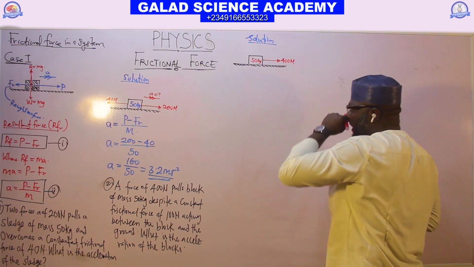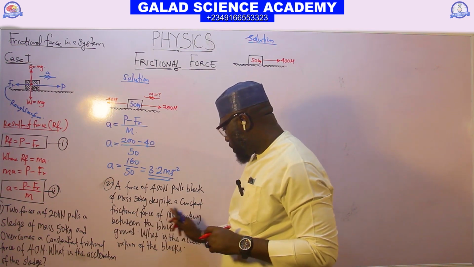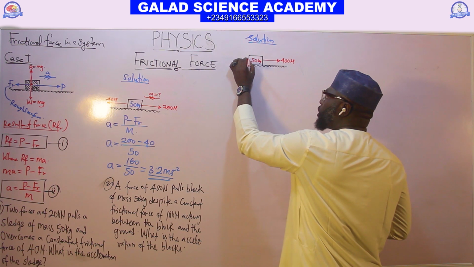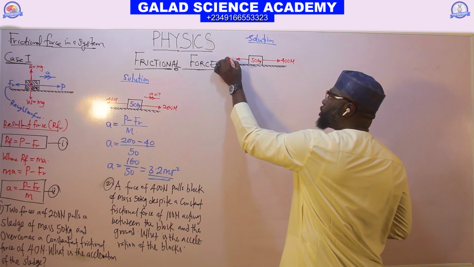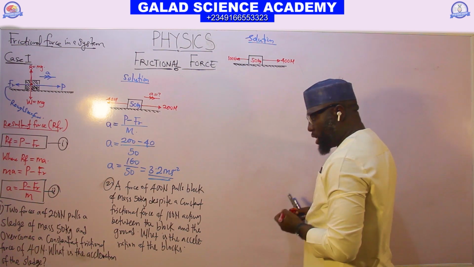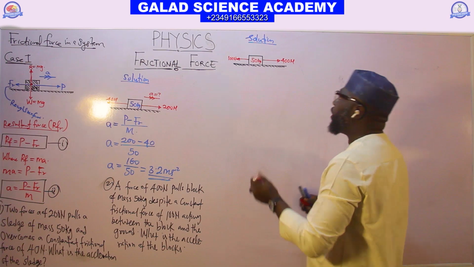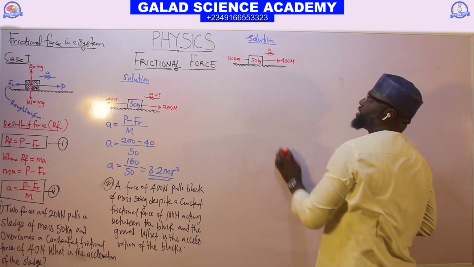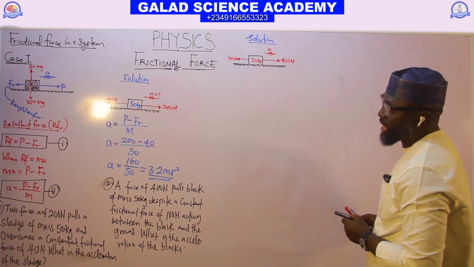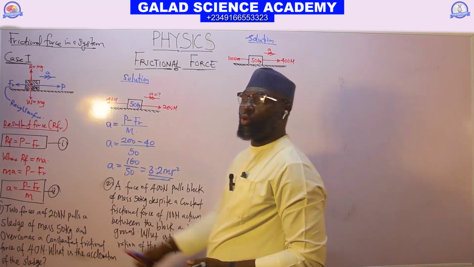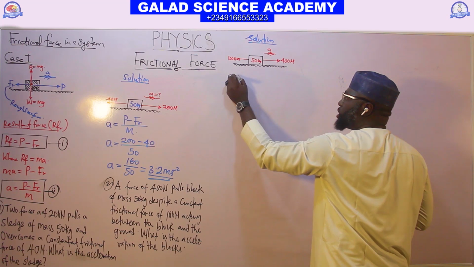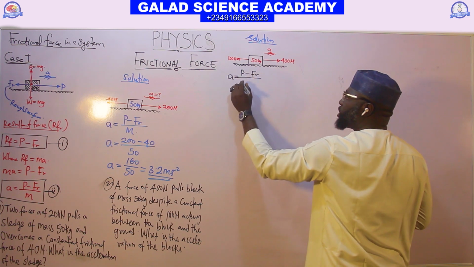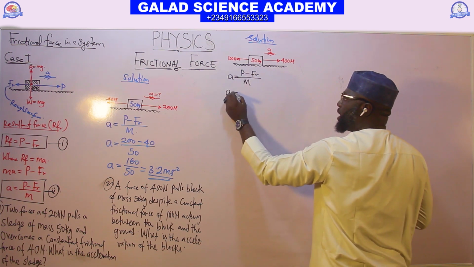And the force used to pull the block is 400 Newton. The frictional force, which is opposite, is 100 Newton. You are now asked to find the acceleration of the moving block. This is greater than this, so the block will move like this. This will be the acceleration A. To know the acceleration A, we apply equation 2. A is equal to applied force minus frictional force, everything over M.